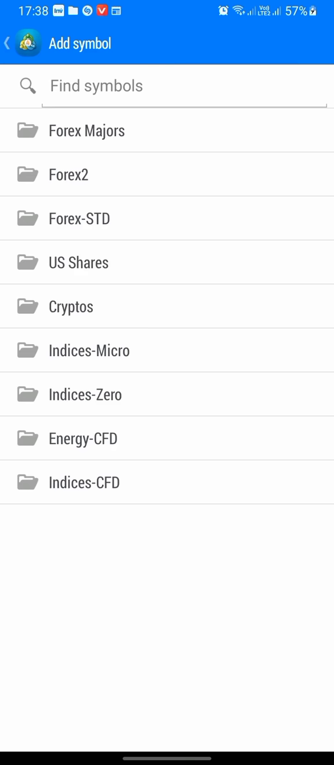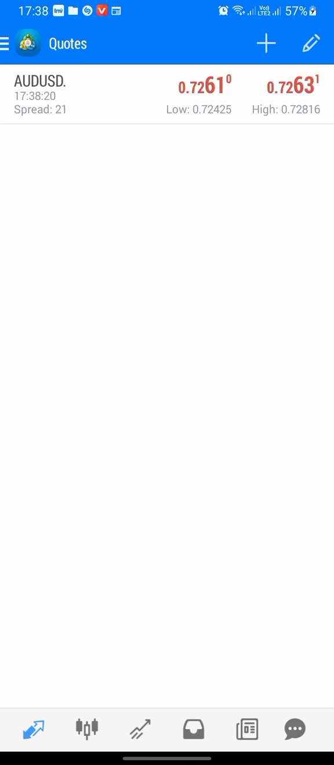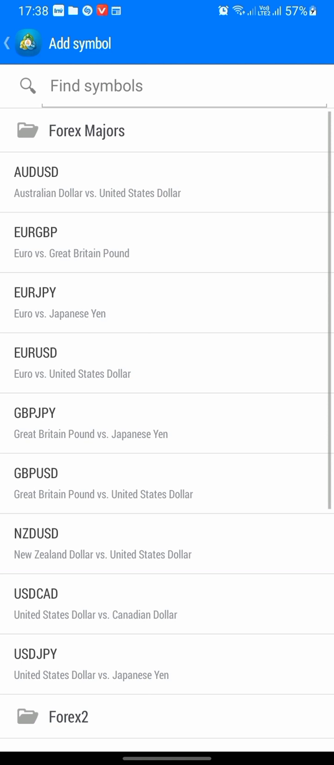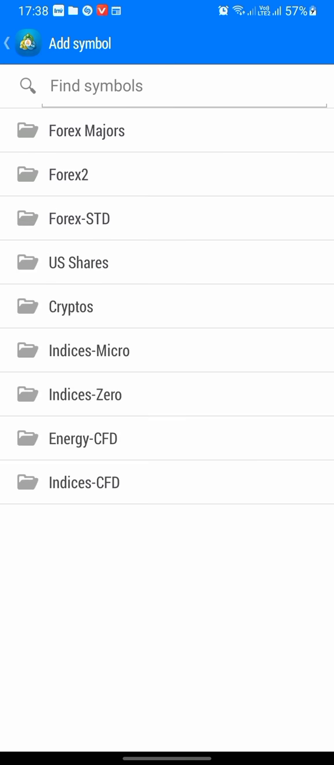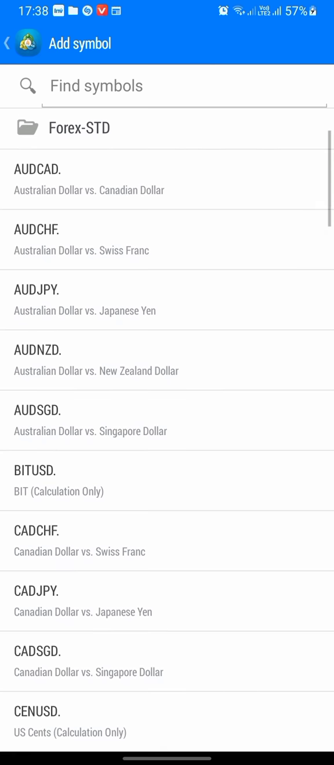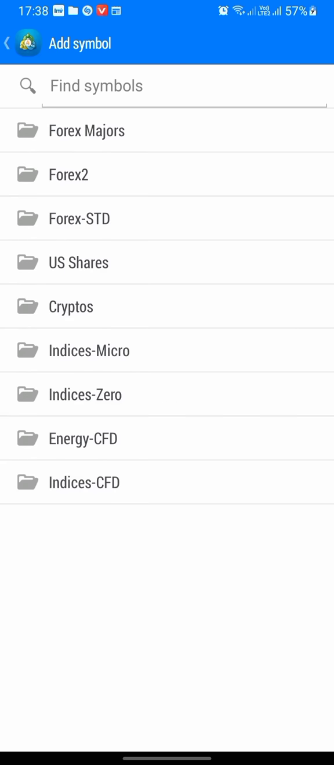Click the plus, the cross right there on your top right near the pencil. When you click it, you'll see where you can add symbols to your quotes. You have Forex majors. Oh, we're not supposed to look into this one. We'll look into Forex STD, if you are using a Veracity account, demo account or real account, it's up to you. When you click Forex STD, this is the Forex STD right there.